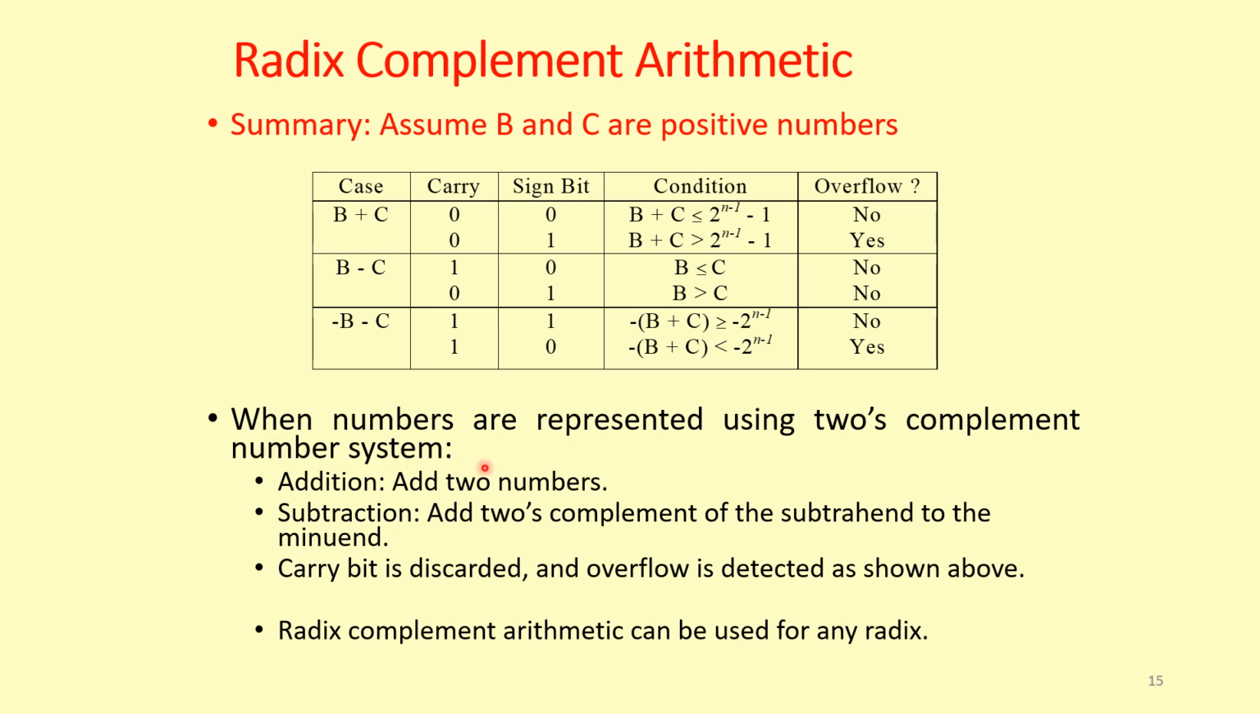Now we see when numbers are represented using the 2's complement number system, for subtraction add the 2's complement of the subtrahend to the minuend, and the carry bit is discarded and overflow is detected as above. Radix complement arithmetic can be used for any radix. Here I have shown both binary radix and decimal radix complement, and it can be any radix: octal, hexadecimal, or any other number.